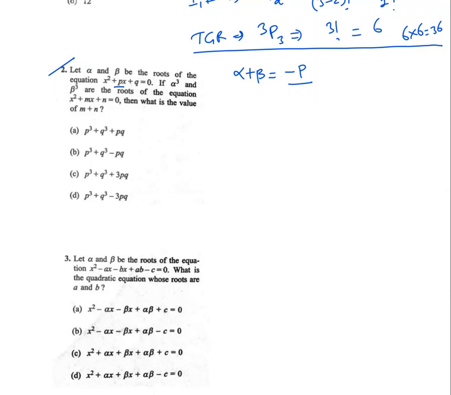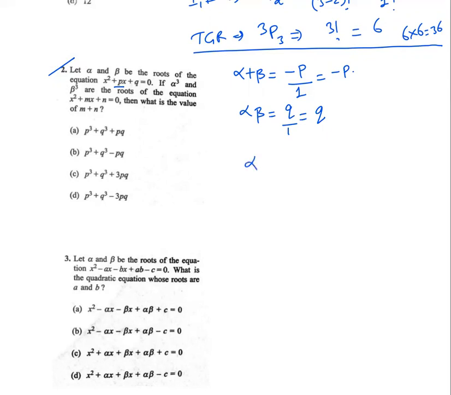The coefficient of x is p, so minus p divided by a. A here is 1, the coefficient of x square. So we got alpha plus beta equals to negative p by 1, which is negative p. Then the product of roots alpha into beta is c by a, so q by 1, which equals q, right? Then we are given that alpha cube and beta cube are the roots of the equation x square plus mx plus n equals to 0. Then what is the value of m plus n?